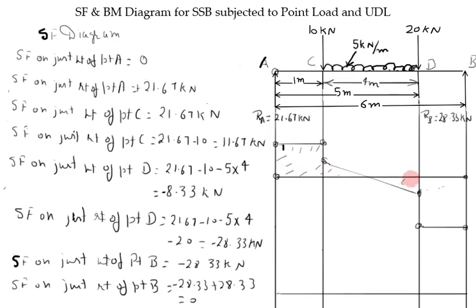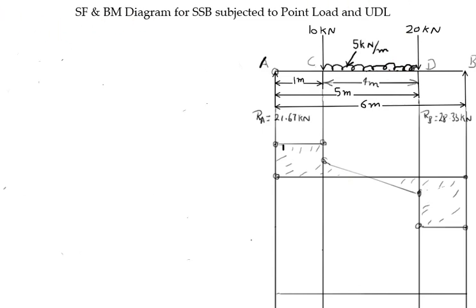So this is our shear force diagram for this simply supported beam which carries 2-point load and UDL also. Now next one is bending moment diagram. Now to draw bending moment diagram, take each point one time and calculate the moment due to leftward forces.